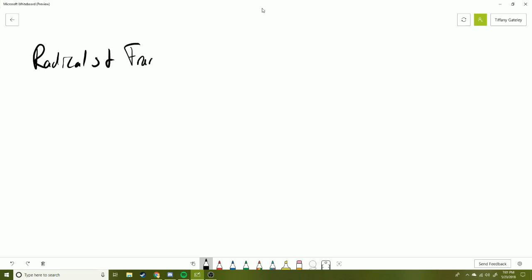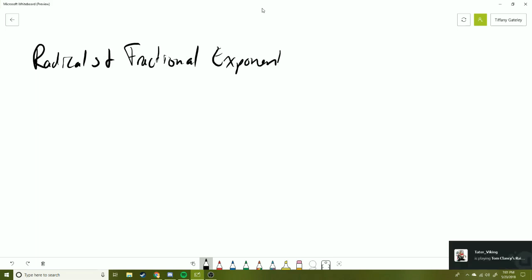Today we're going to be covering radicals and fractional exponents. Okay, so we're going to first start with the law of fractional exponents.